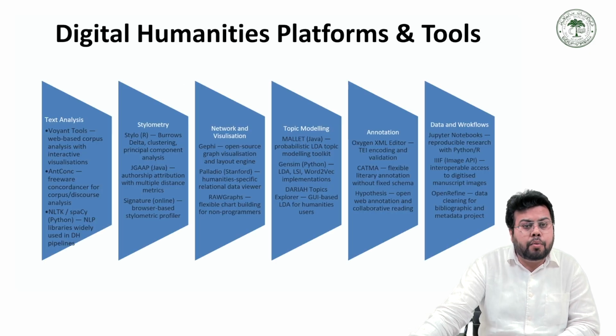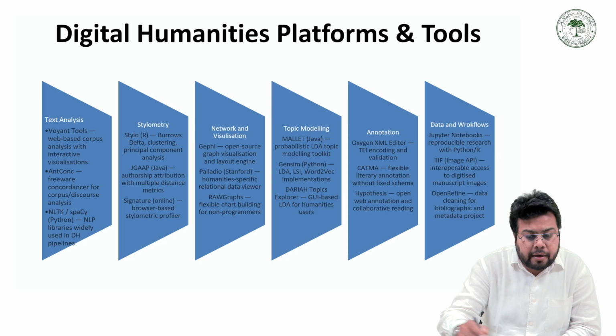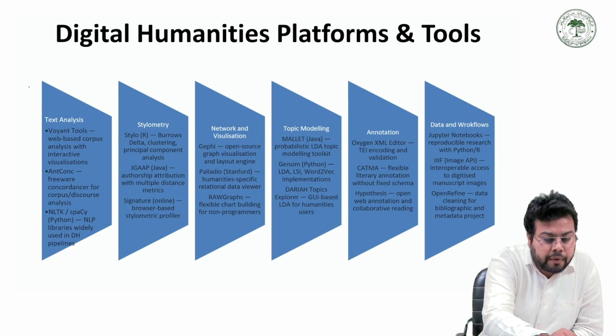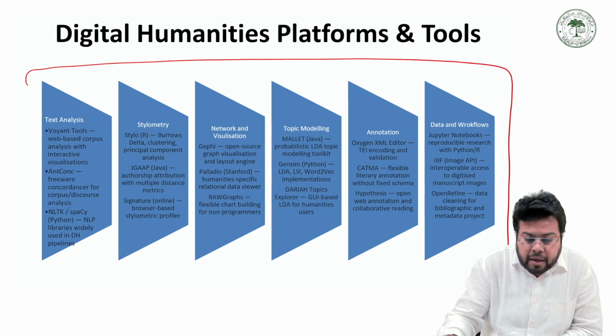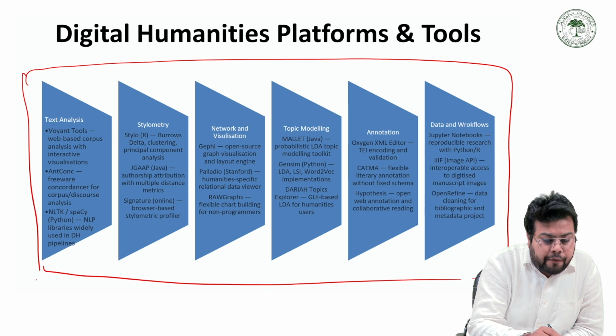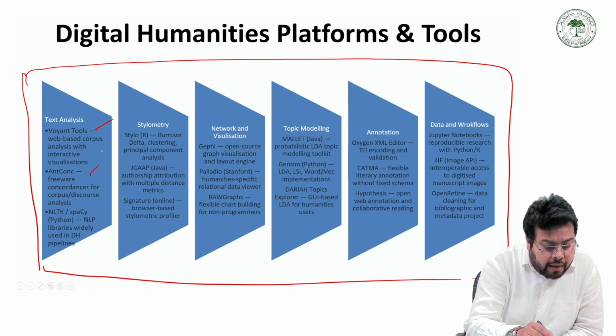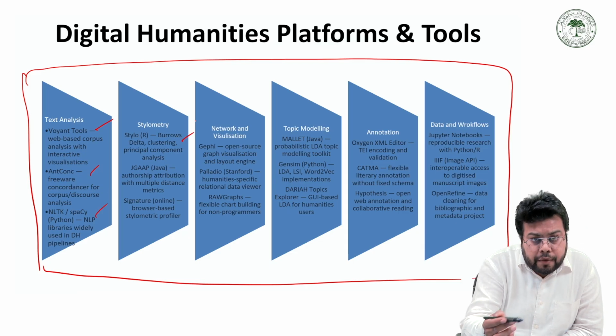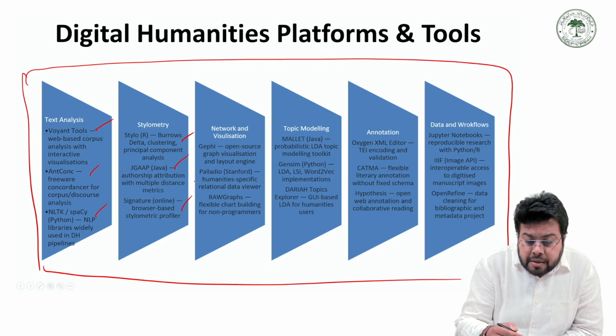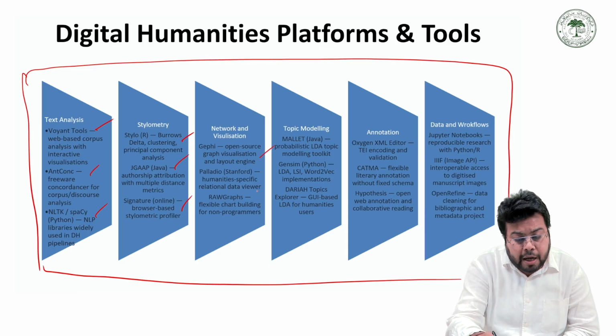So here we do have these digital humanities platform tools. For text analysis, we have Voyant Tools, AntConc freeware, and NLTK. For stylometry, we have Burrows, which we have already discussed, GGAP Java, and Signature Online. For network visualization, we have Gephi, Palladio, which we have already discussed, and RAWGraphs.